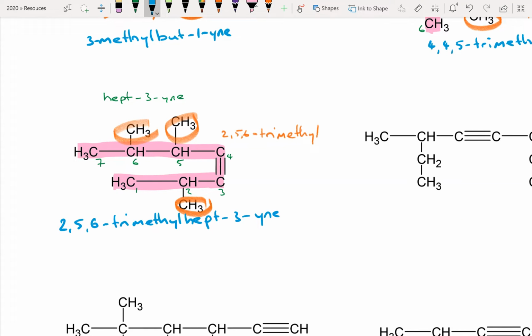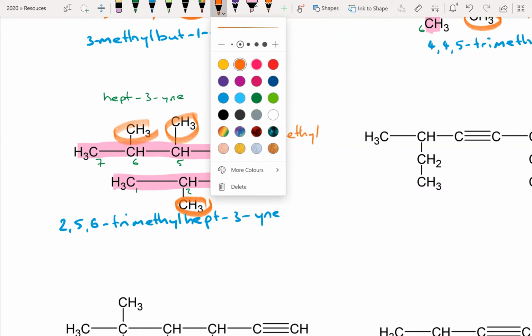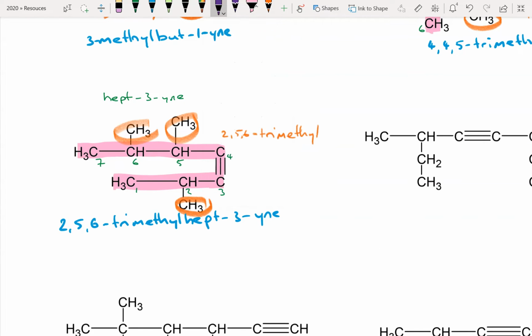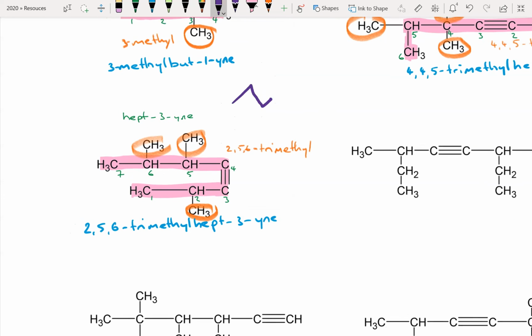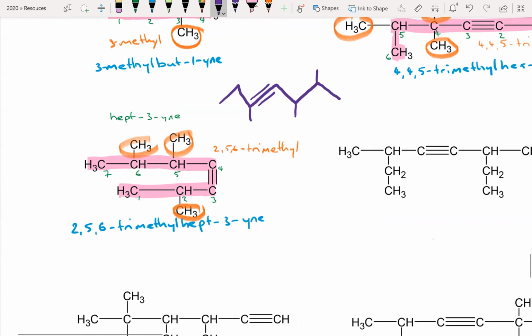I was going to show you how to draw this one using the skeletal structure because, you know, it's pretty. So let's do it in, let's go purple. Okay, so there's our hept. Now we need to make it a yne, starting at the 3rd. There's that. Looks good, doesn't it? And it goes 2, and then 5, 6. And that's how it looks as a skeletal structure. It's just one of those special joys in life.